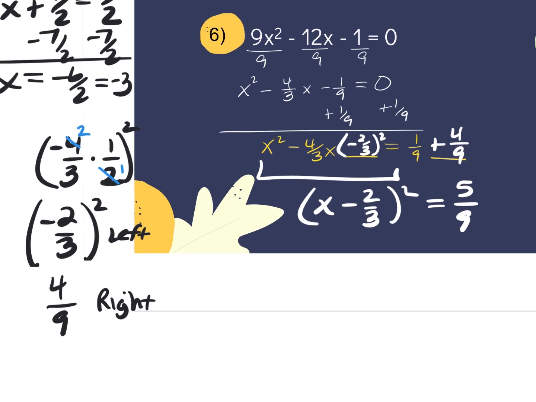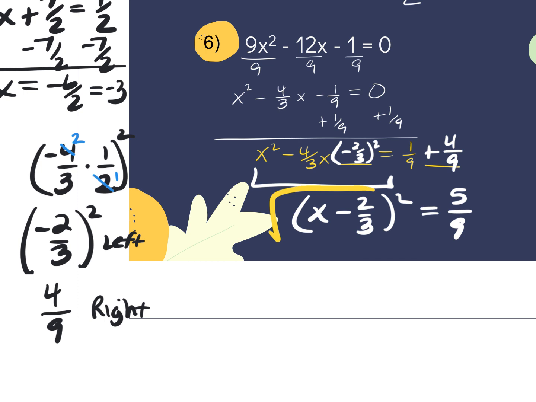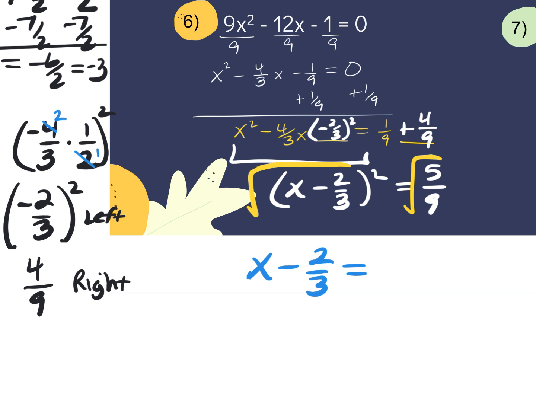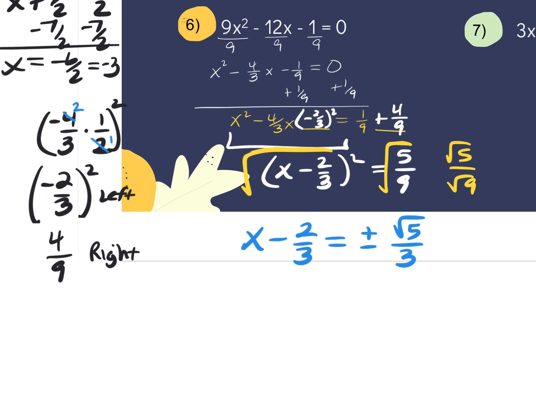I now need to square root both sides. Square rooting that square just makes it come out. So x minus 2/3 is equal to, and again, you can square root this individually because 9's a perfect square. So then this becomes plus and minus square root 5 over 3. And now move the 2/3 to the other side.